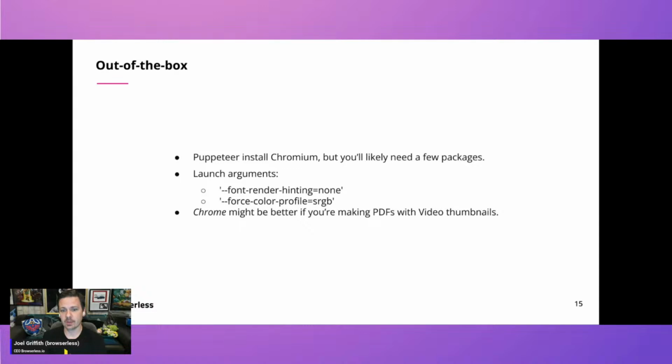Chrome is a better choice for that because a lot of video encoding technologies come with Chrome, but they don't necessarily come bundled with Chromium. So if something isn't working right with Chromium, I would say try Chrome just to see if that has the little bit of extra stuff that you need to make it render properly.